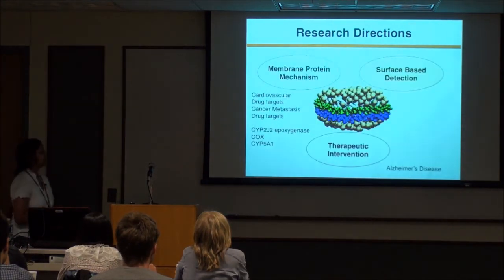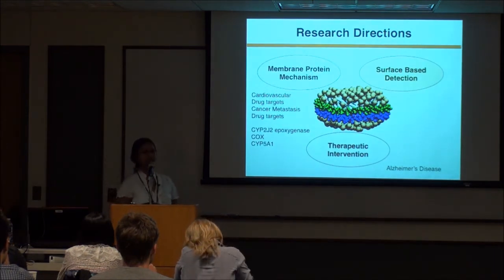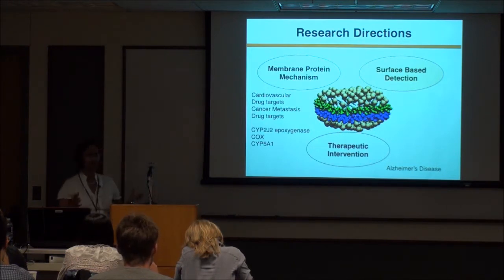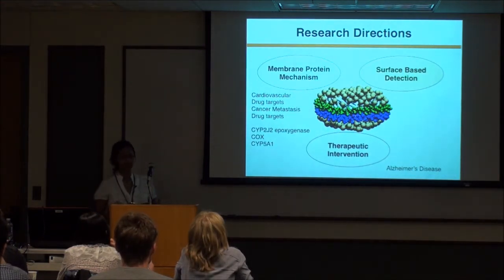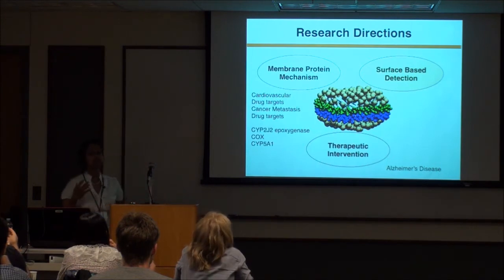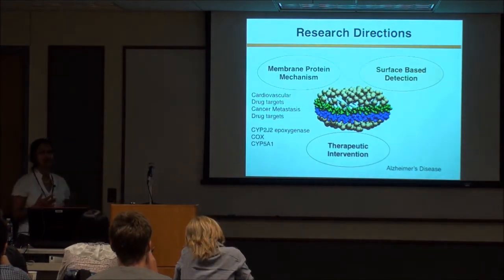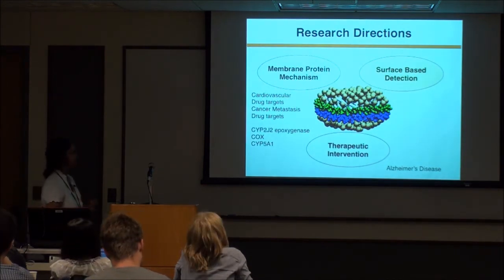So as I said, the main research directions in my lab are understanding the membrane protein mechanism: how does protein function, why do they function the way they do, what are the important residues or amino acid residues in the protein, and why are they important. The other part of my lab works on surface-based detection, and then we are also interested in therapeutic intervention. That is, suppose a person has Alzheimer's disease, why do they have it, what proteins are involved. So to understand the basics of why, what happens, so that we can have new development of a new therapeutic target. So right now we are looking at 3 targets in my lab.